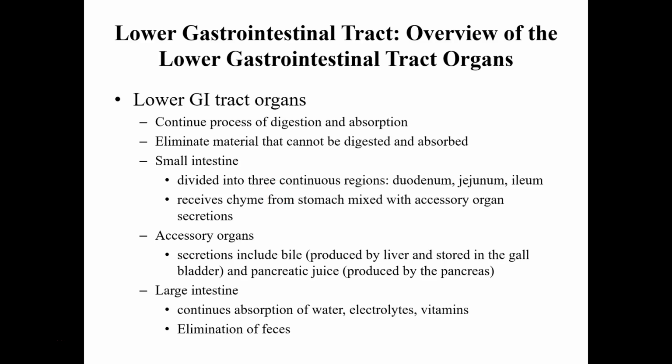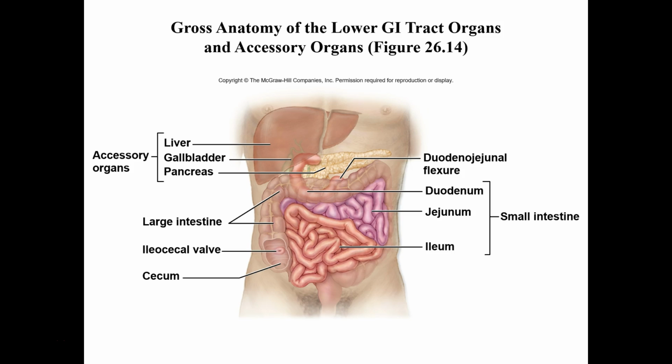Welcome back. Now we're going to talk about the lower GI tract, which includes your small intestines, your large intestines, as well as the lower accessory organs in the abdominal cavity, your liver, gallbladder, and pancreas. So here's a figure that shows the different structures. Here you see the liver, gallbladder, and pancreas. These are your accessory organs.